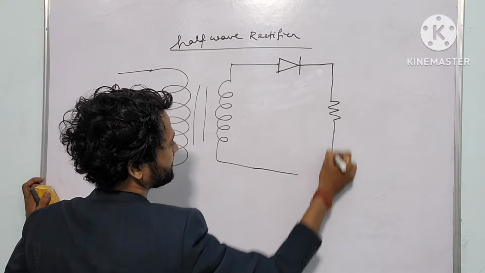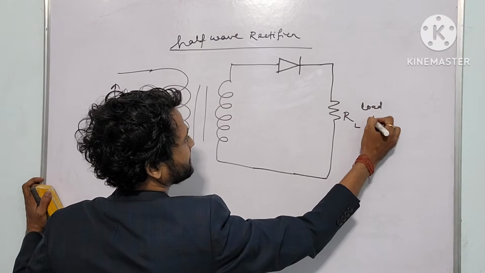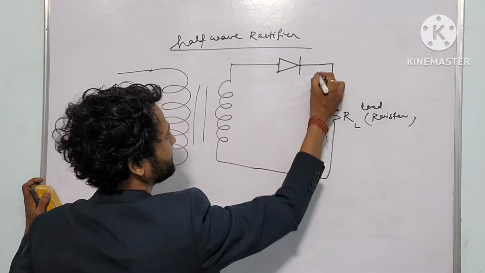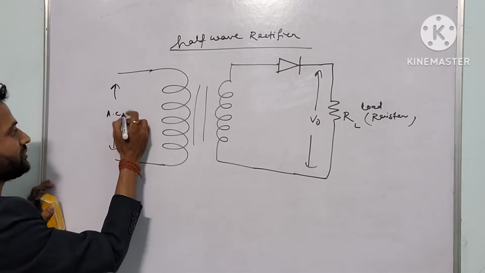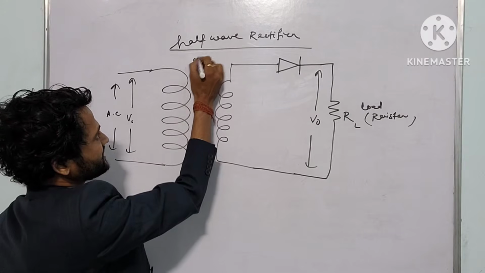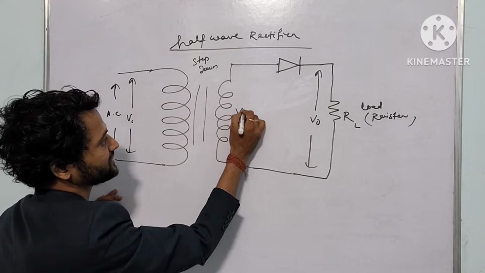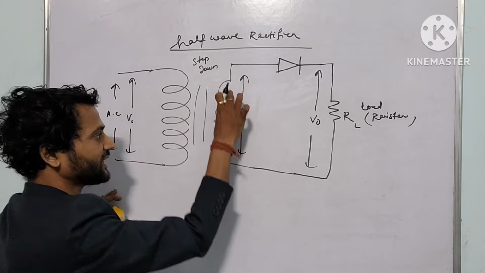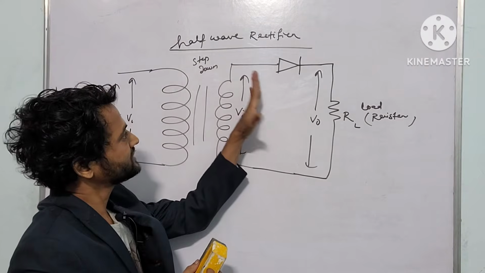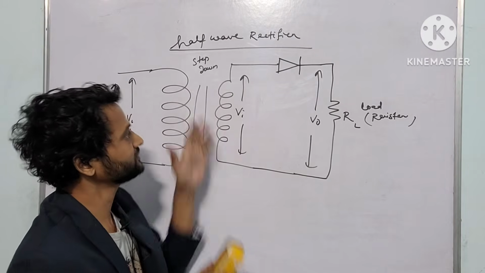And we will get the output across the load resistance. This is called RL, load resistance. Clear? So the output voltage will be obtained here. And this is our input voltage, VI. Okay, so we use a step down transformer here. Its work is to step down the voltage, so we can consider this as our input voltage, but the magnitude is less, right? So we'll discuss the operation of the half wave rectifier from this end only.